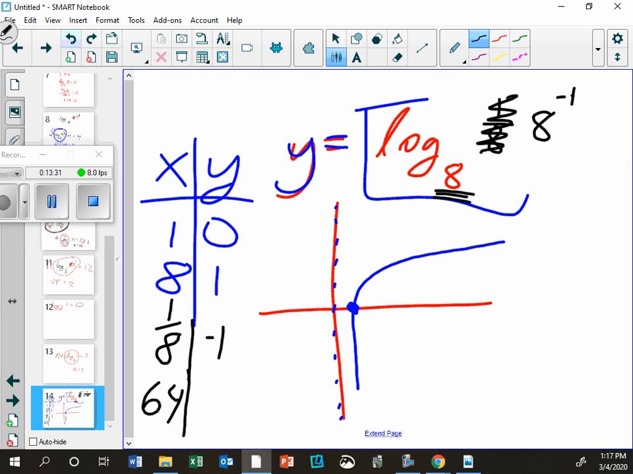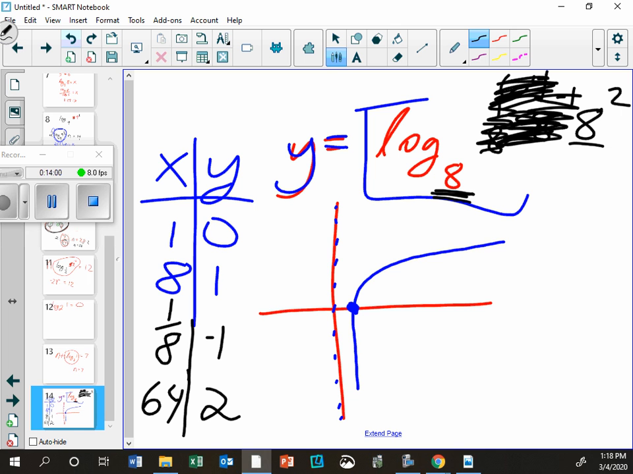Because if I put in 64 where the x was, that's like putting in an 8 squared, right? And that's like, base is the same, so the answer's 2. 64 comma 2. Now the only problem with that is it's going to go off of most pieces of graph paper, right? So that's the only problem with that, is it gets pretty big.